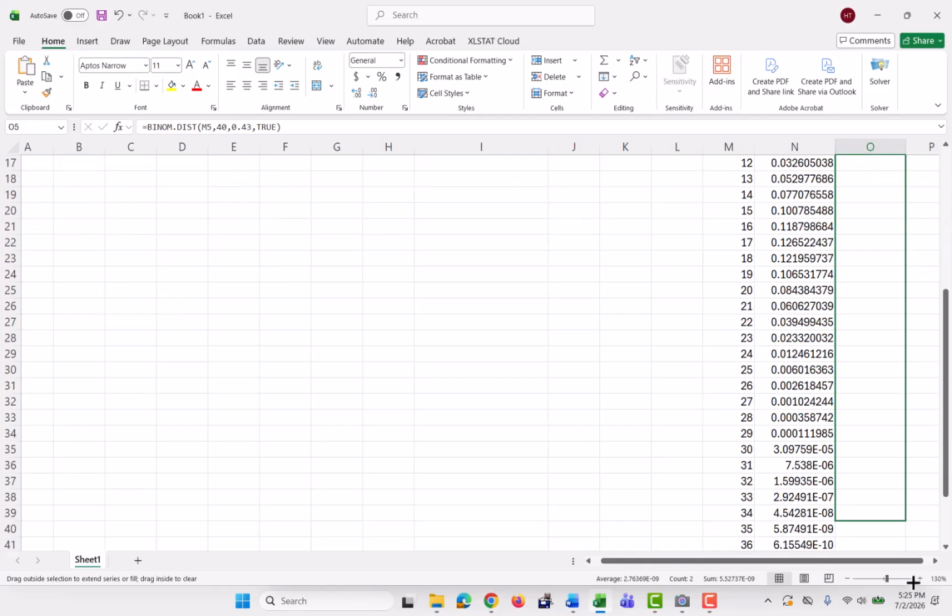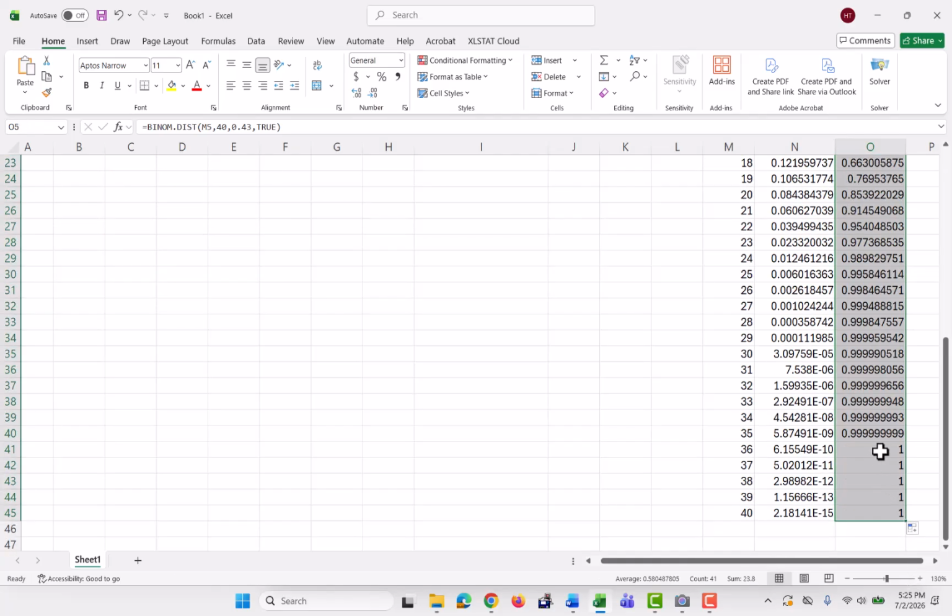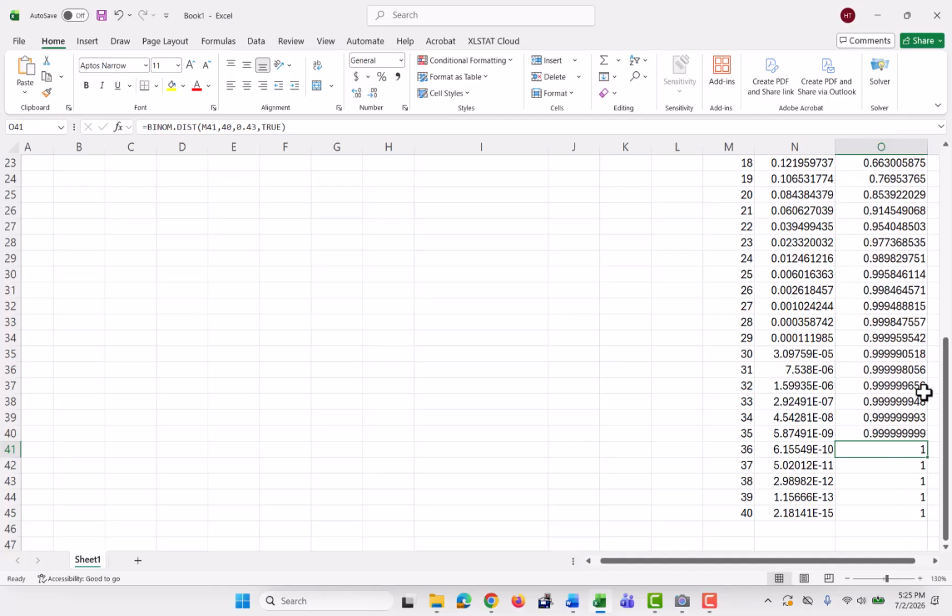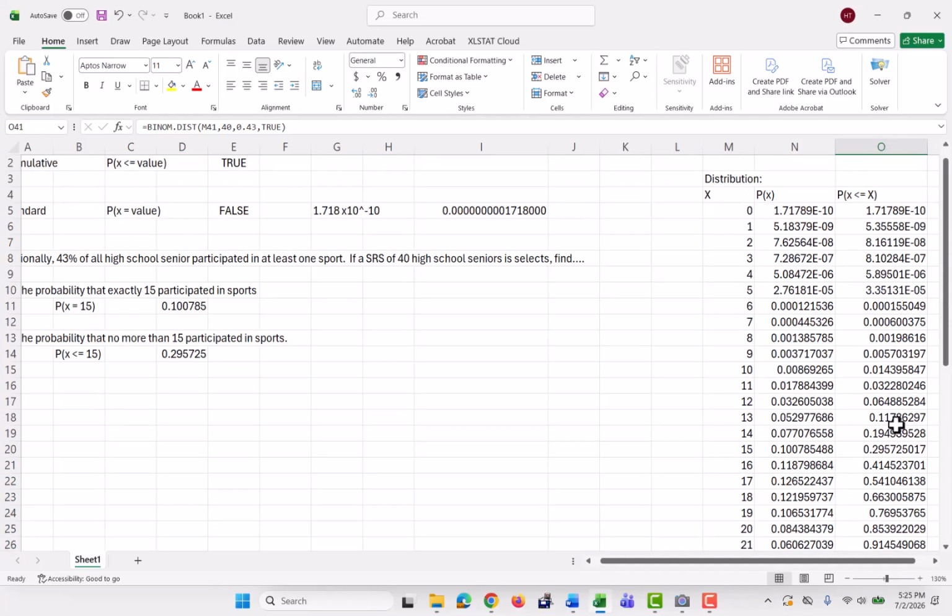And so if we keep going all the way up to 40, first of all, the probability of being less than or equal to 40 better equal 1. In fact, once we get up here, this is so close to 1 that it just rounds it to 1. Let's go up to 15 here. You can see on 15, there it is. The probability of being exactly equal to 15 is 0.100785488. And the probability of being less than or equal to 15 is 0.295725, whatever. Exactly what we had calculated over here.